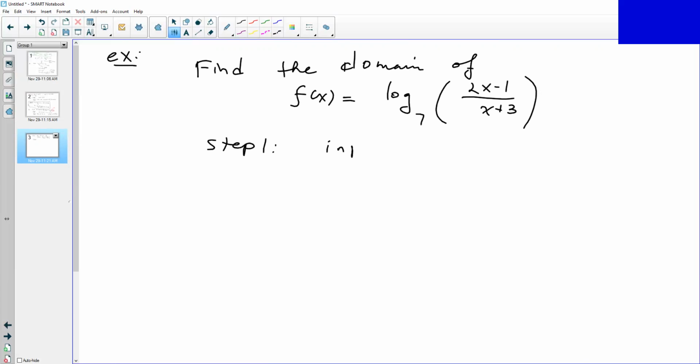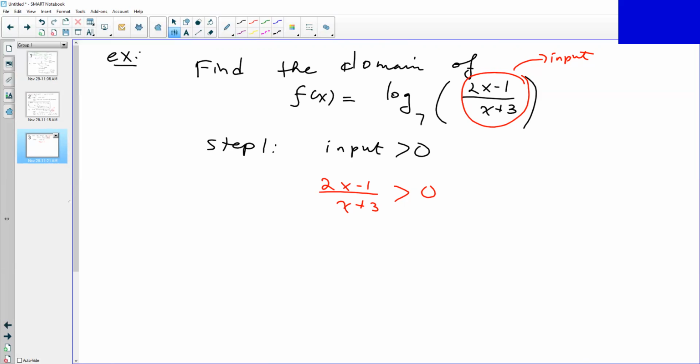So the input must be bigger than 0. And the input is this whole thing, right? The input is what you guys see over here. When I say input bigger than 0, then I'm writing this 2x minus 1 over x plus 3 strictly bigger than 0. And this is a rational inequality. Remember, for a rational inequality, we factorize top and bottom. Since one side is 0, we don't need to rewrite it. All we have to do is make sure the top is factorized completely, the bottom is factorized completely, and then we put those numbers on the real line and test it, right?